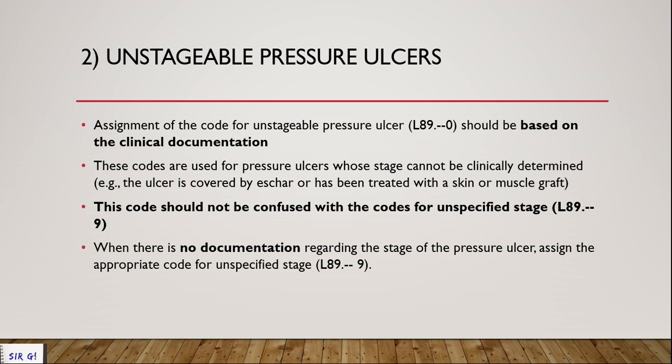But this code should not be confused with the codes for unspecified, because for unspecified, there's no documentation at all of the stage. Unlike unstageable, where it is already specified that the provider cannot clinically determine the stage of the patient. The common example here is if there's a scar or something like plastic, so we cannot see how deep the ulcer is. So that is clinically undetermined, so that should be unstageable. For no documentation at all for the stage, that should be coded under your L89 and the last digit should be 9. Okay?